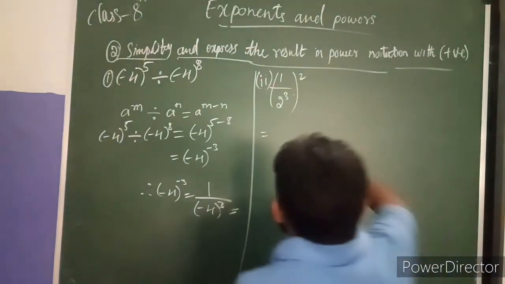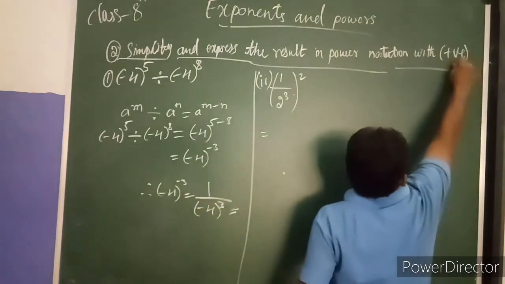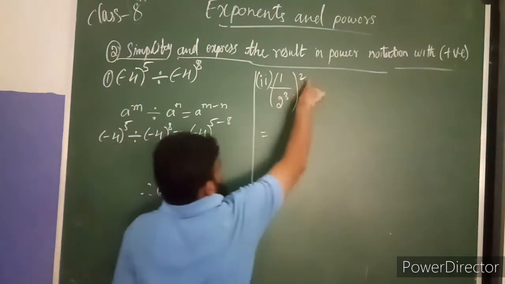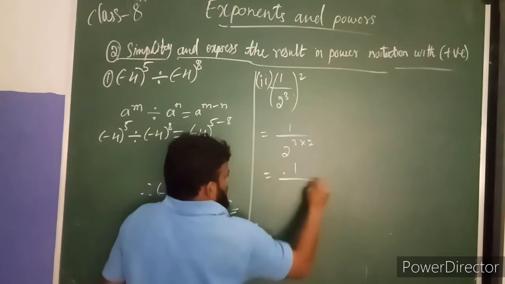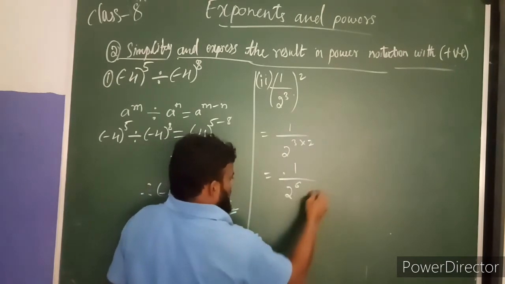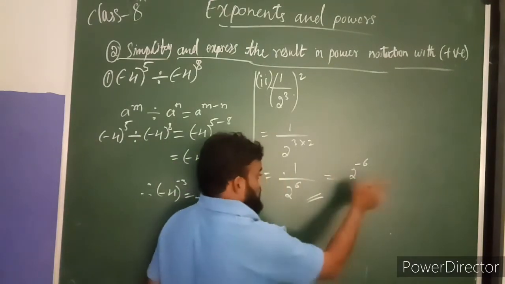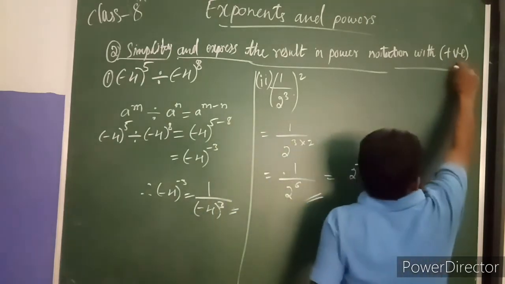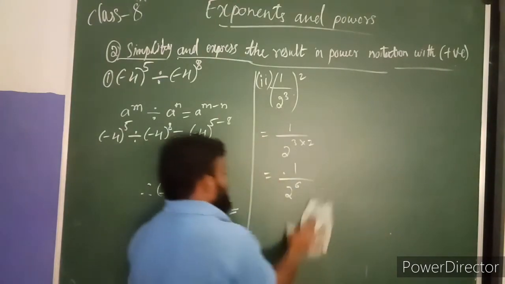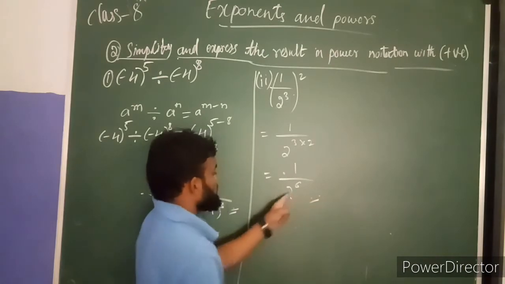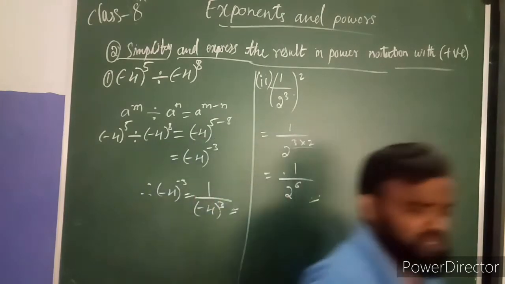The second one is the given question: 1 divided by 2 to the power of 3, whole to the power of 2. But we need a positive sign here; the power becomes positive only. See, 1 square is 1 only, and 2 to the power of 3 is raised to 2. We have to multiply: 1 upon 2, 3 2s are 6. We get the power as 6 only, which is positive. If you put it in negative, 2 to the power of minus 6 would come, but we need a positive sign. This is the exact answer we are getting. So in the second one, the powers are multiplied, 2 3s are 6, and we get the value with a plus sign only.